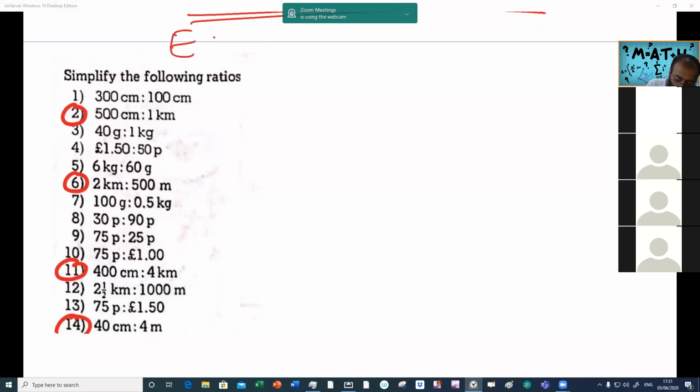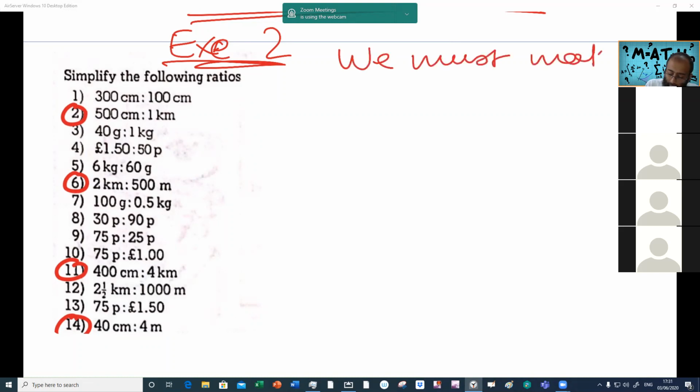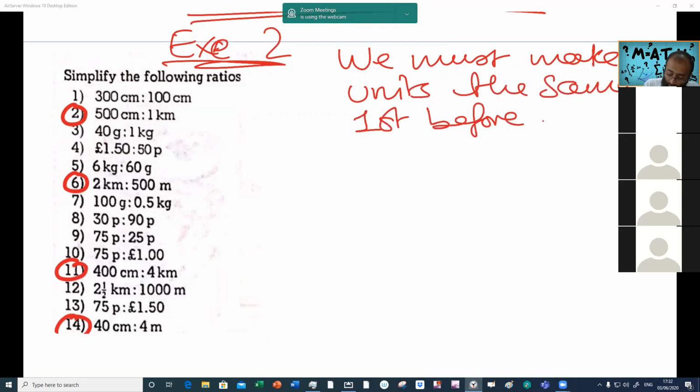So we're looking at exercise 2 and we're doing simplifying again, but this time we have different units in them. What's important is that when we simplify these kinds of questions, we don't get caught out. We have to make the units the same. Let's write that note down. We must make the units the same first, before starting the question.